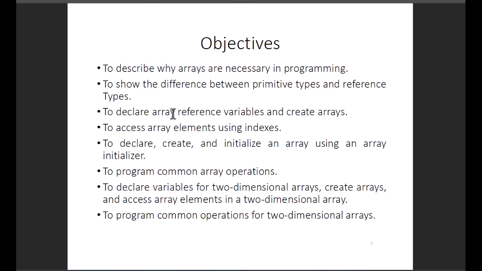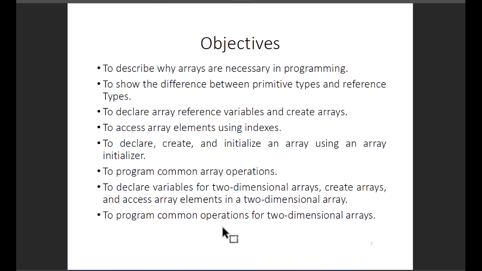Now, to declare array reference variables and create arrays, so this is basically what arrays are. How do we create them? Accessing the array elements, so we will see this, still in array. Now declare, create, and initialize using an array initializer, so still another way of creating an array. Program common array operations, still dealing with arrays. And then the last two are for something called a two-dimensional array. All the few objectives at the top are for 1D array. Later we will take the two-dimensional array.